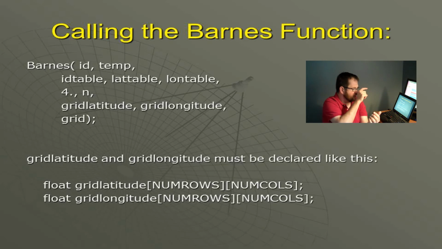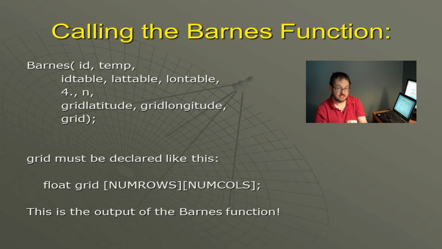All of these things so far, ID, temp, ID table, lat table, lon table, the radius of influence, and grid latitude, grid longitude, are all pieces of information that the Barnes objective analysis needs. They're inputs. The 10th argument is the output. The Barnes objective analysis will change the values in an array, which I'm calling grid here. You can call it whatever you want, like output grid might be better, or OA grid for objective analysis grid or something like that. That might be better too.